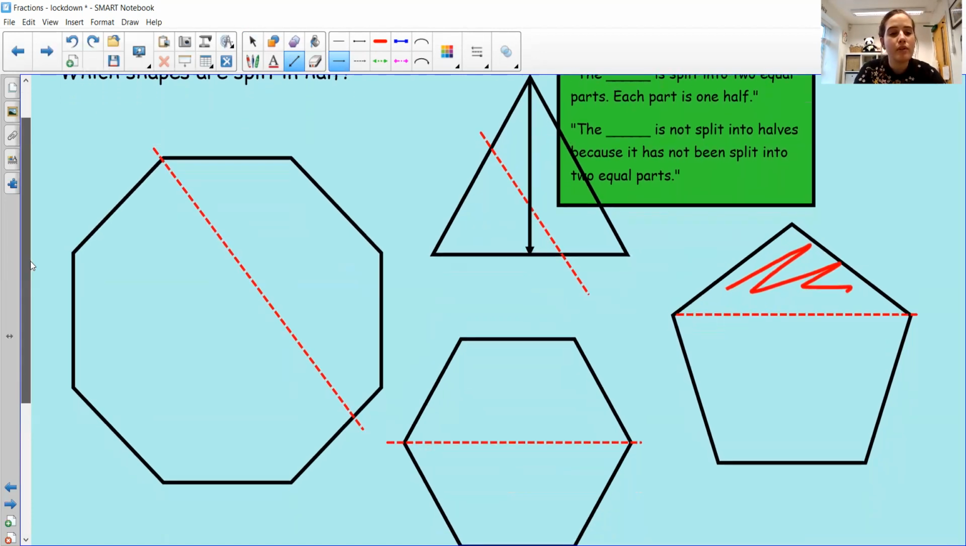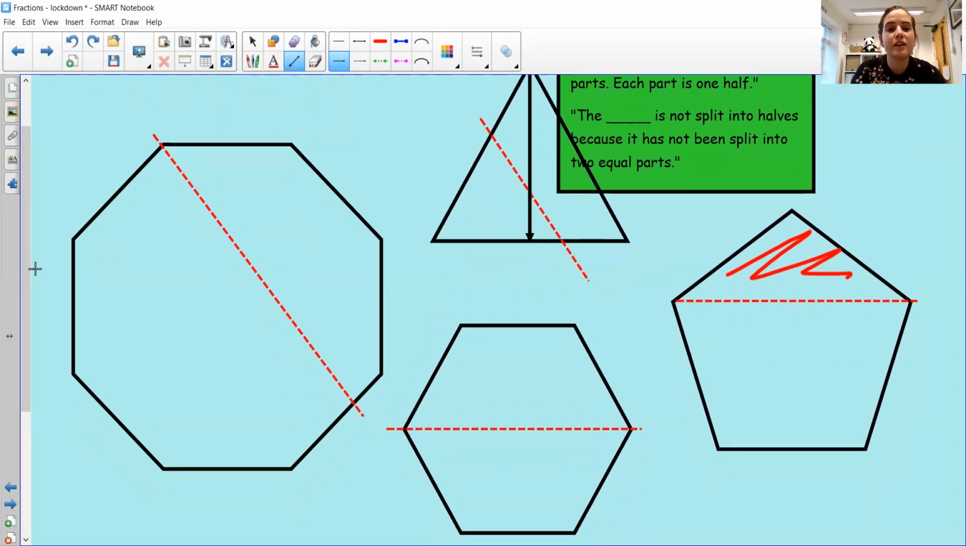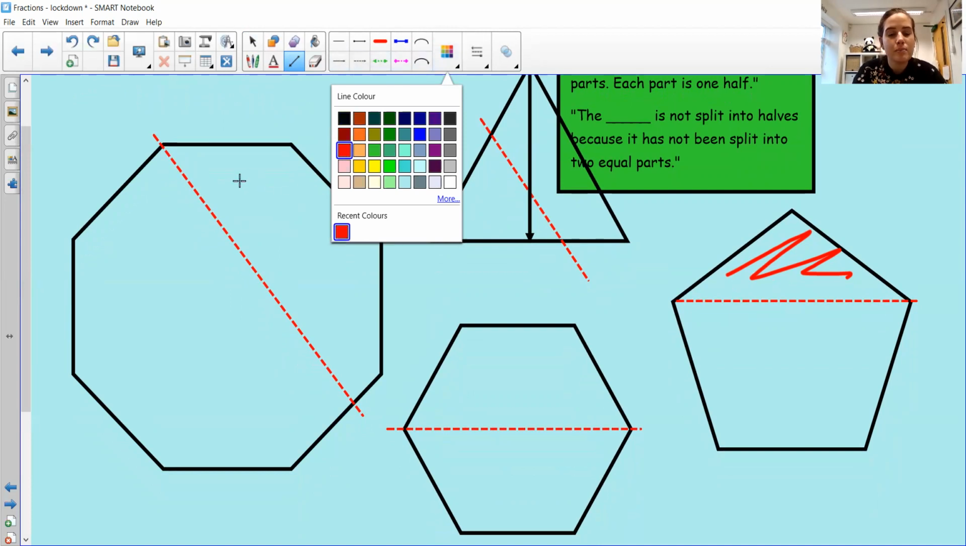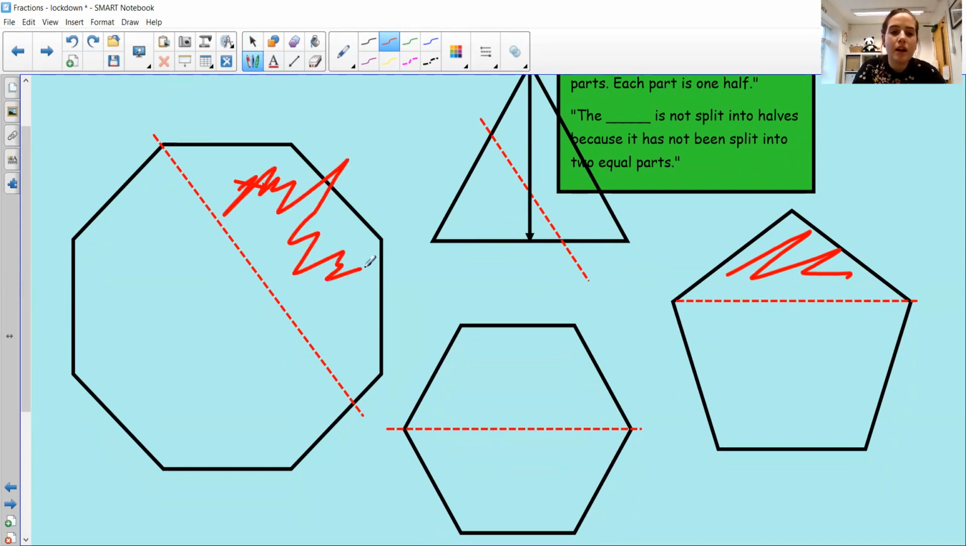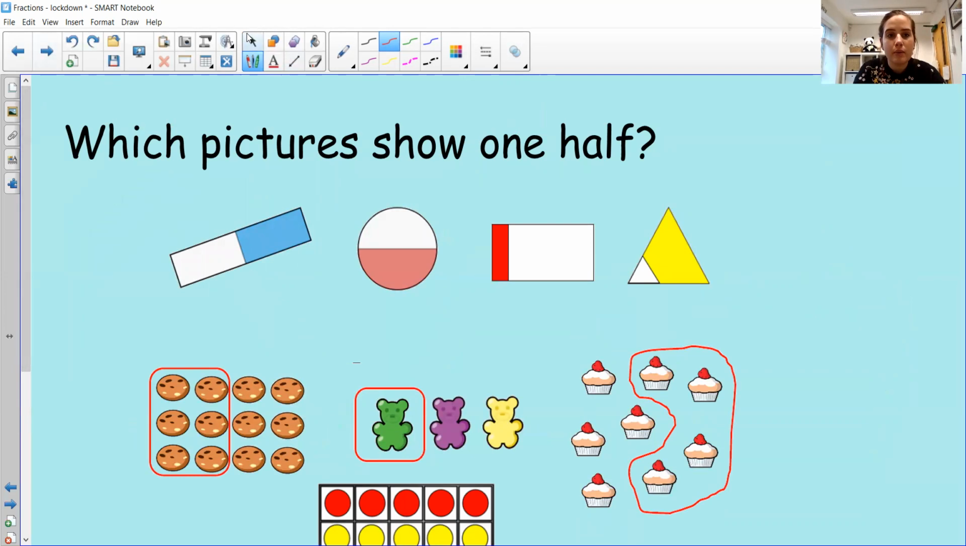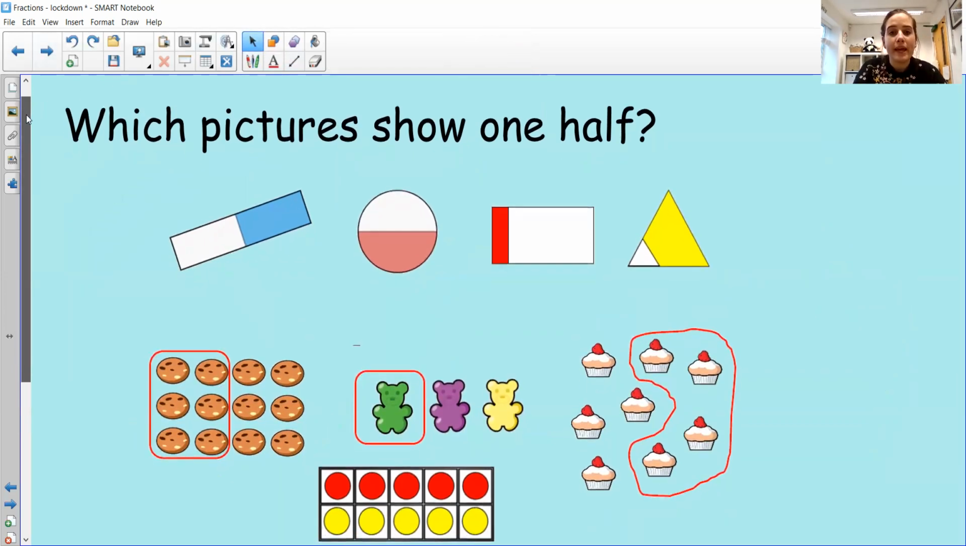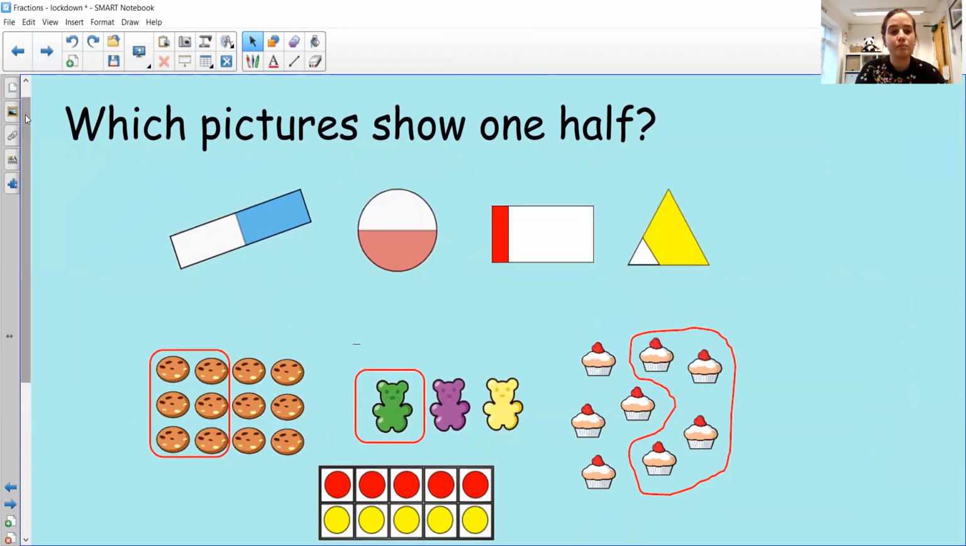And what about this one with our octagon? This is a new shape for us. We didn't look at this one last week. And again, this part here, oh, I'm doing it with the arrow, Miss Di, go back to your pen. This part here is much smaller. So it has not been split into equal parts. This part is bigger. It has not been split into half. So remember, when we're dividing, when we're separating into half, into those parts, we need to think about them being equal, about being the same.